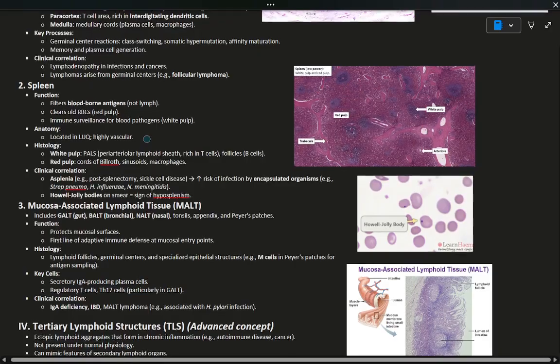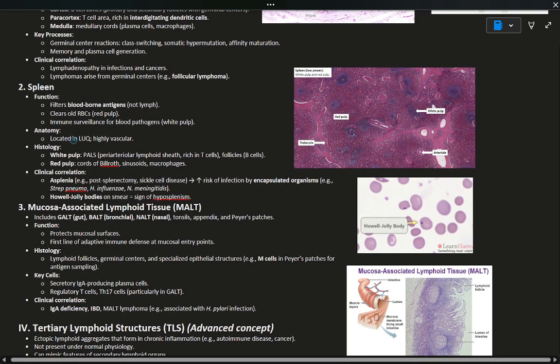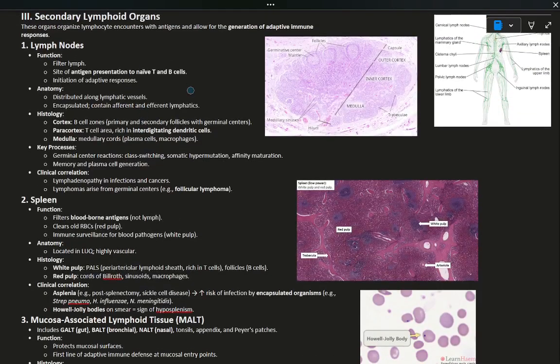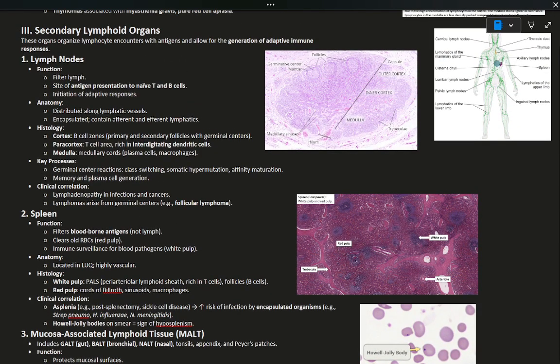Regarding the anatomy of the spleen, it is located in the left upper quadrant of the abdominal region, and because of its function with filtering blood-borne antigens and clearing old red blood cells, it is highly vascularized. If we go back to the image over here, this is where the spleen would generally be located. You can see this is the left upper quadrant of the abdomen, while this is the right upper quadrant, right lower quadrant, and left lower quadrant.